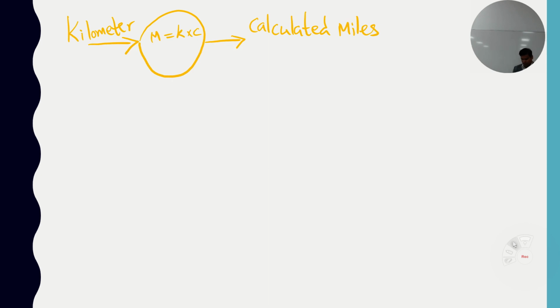So now let's choose the C value to be, say, 0.6. Let's say the C value is 0.6, so which means miles equals kilometer times 0.6. So what happens at this moment? Your input is 100 and your output is going to be 60, right? So right now you got the calculated value.